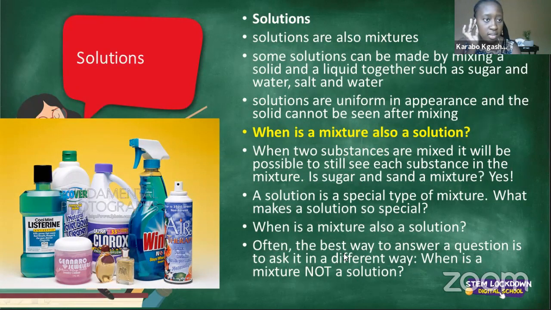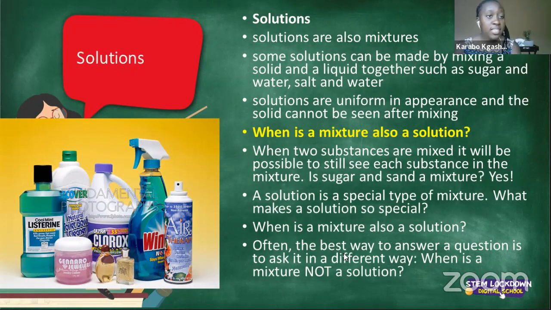Anybody got an answer? All right, Kira says you can still see all of the jelly beans. Correct. Charmaine, it is a solid. All right, almost, jelly beans you can consider them a solid. Correct. Already said because it is not a liquid. All right, excellent.